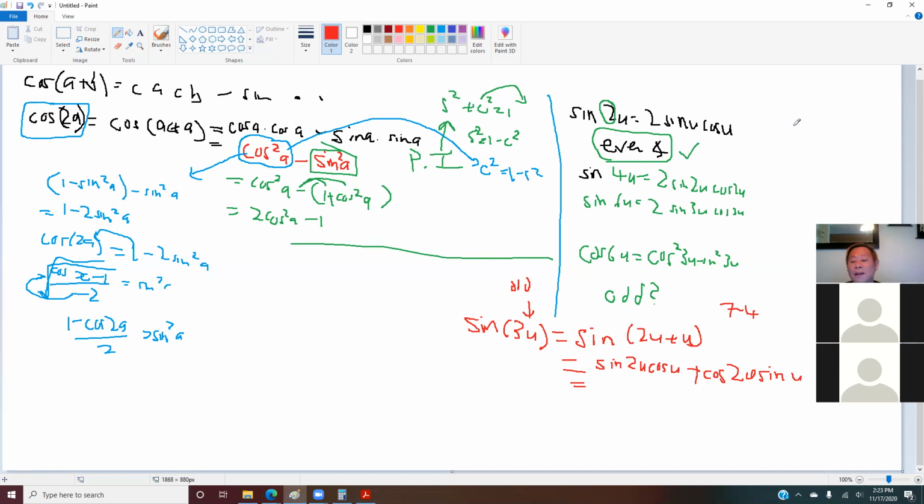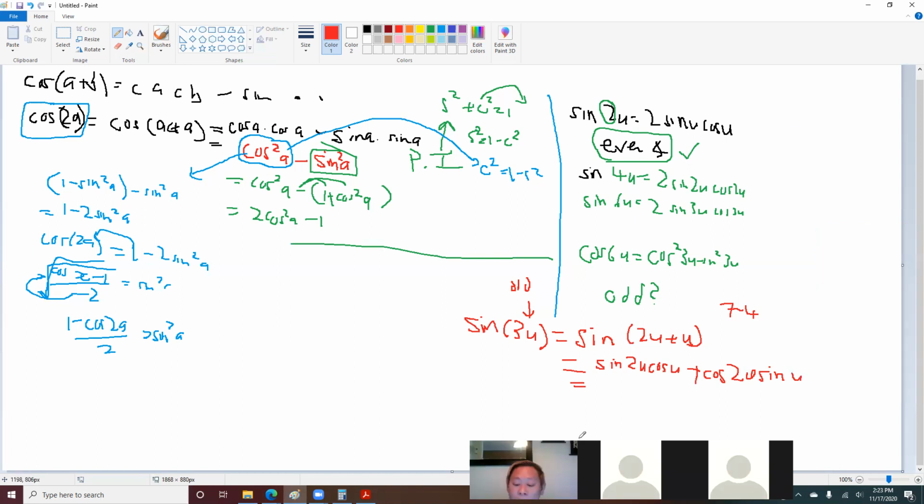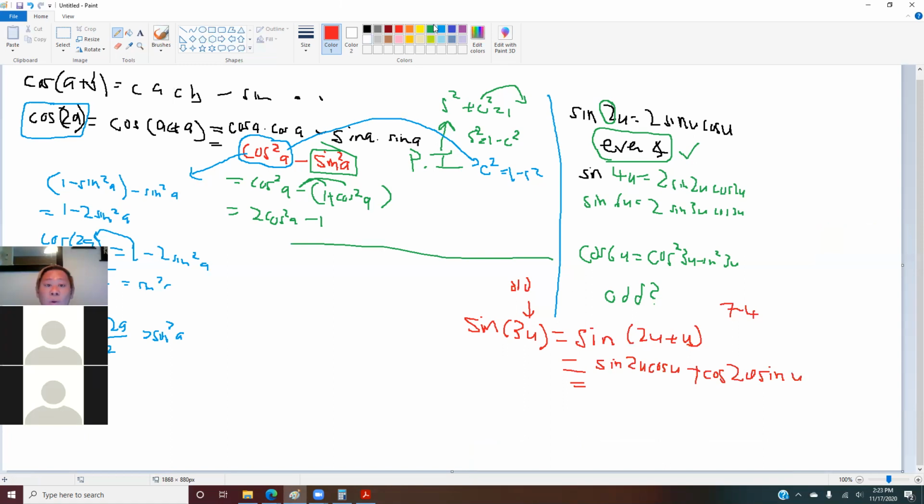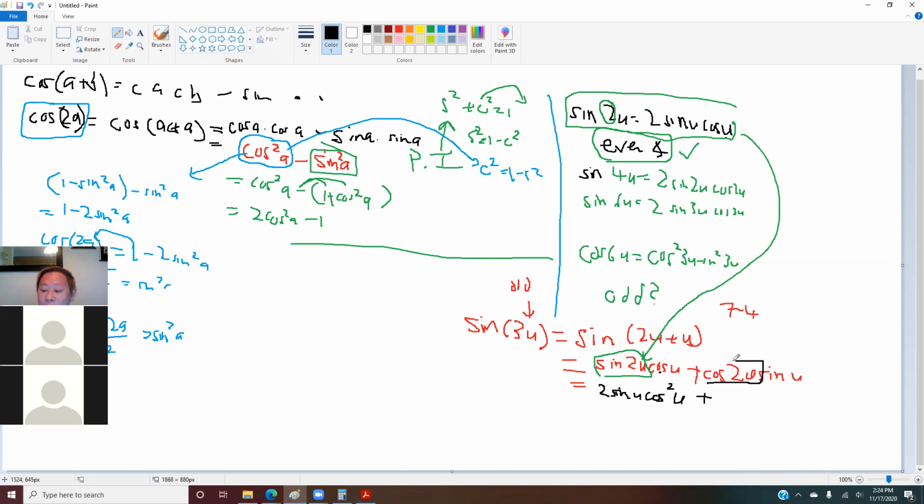Now, we're not done yet. What we do here is this sine 2u, we can use this formula. But don't forget, you multiply cosine u in there. So what we have in this case is 2 sine u cosine square u. Where is the square from? Because the cosine times cosine here will give you cosine square. And then this cosine 2u that we have, we can use this formula.